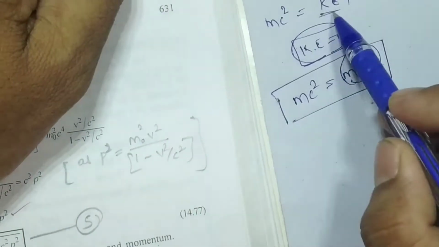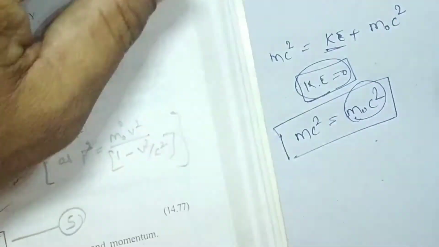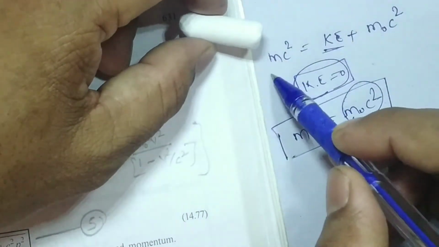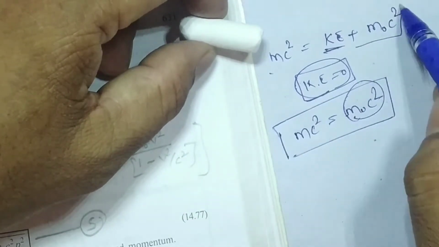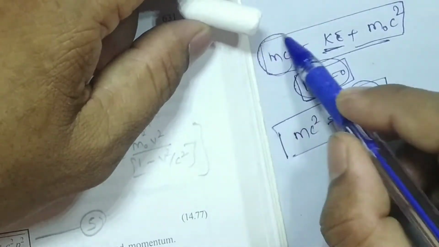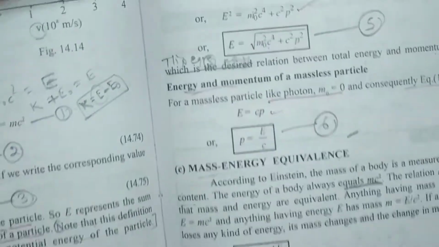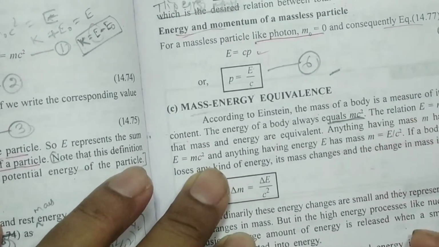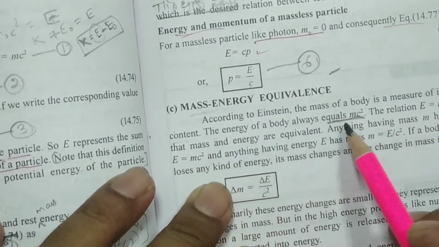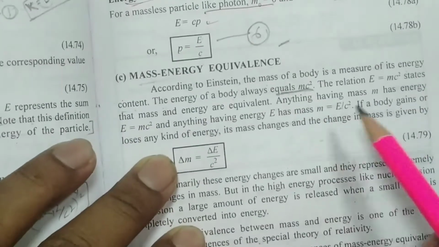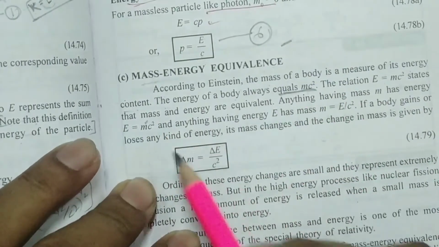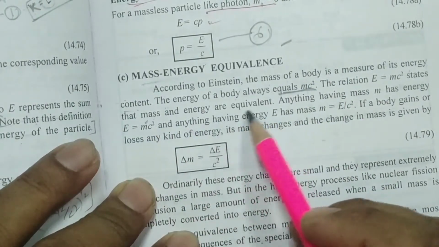If kinetic energy is there, suppose a body is moving with a velocity and it has some kinetic energy, then energy is nothing but kinetic energy plus its rest mass energy, that is called E, that is called mc square. So the same thing you have to write down: according to Einstein, the mass of the body is a measure of its energy content. The energy of the body is always equal to mc square, and the relation E equals mc square states that, this is important, mass and energy are equivalent.